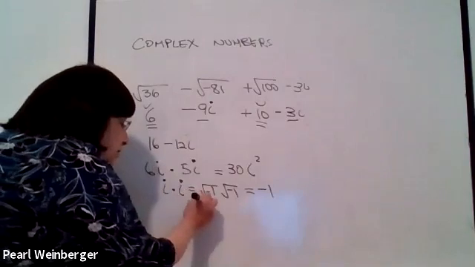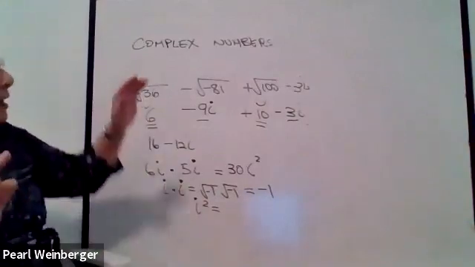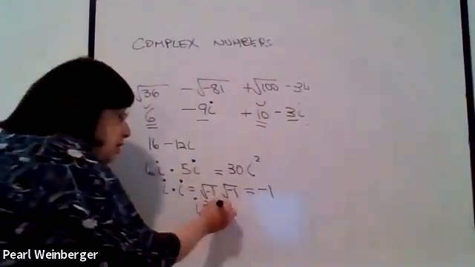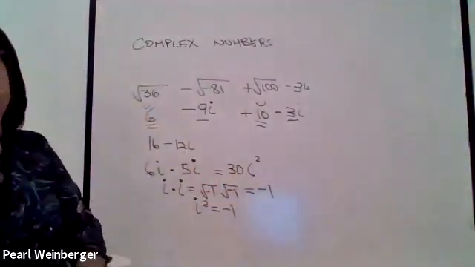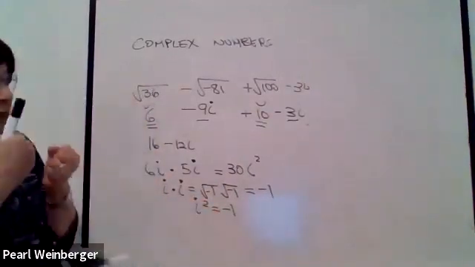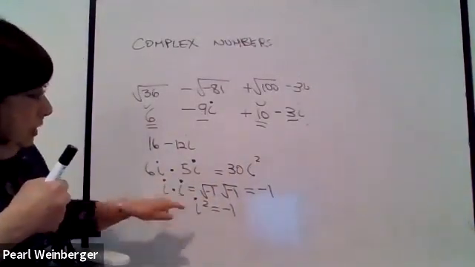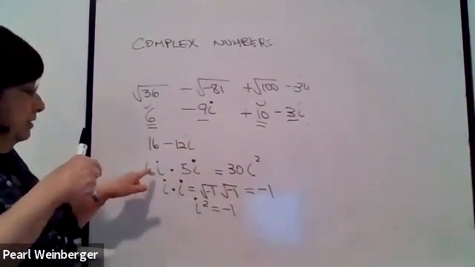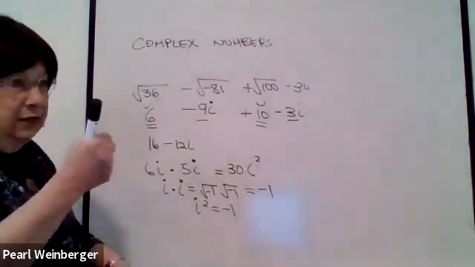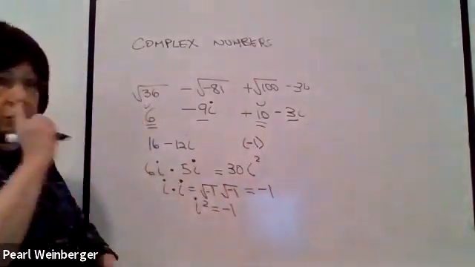i squared, this is the most important thing to remember. i itself is not a real number. It's a complex number. But i squared is just -1. i squared is a real number because it's a -1 without the radical. Anytime I multiply something with a radical by itself, it gives me what's inside the radical. So if I get this answer, 30i squared, anytime I see an i squared, I'm going to replace that i squared by -1.